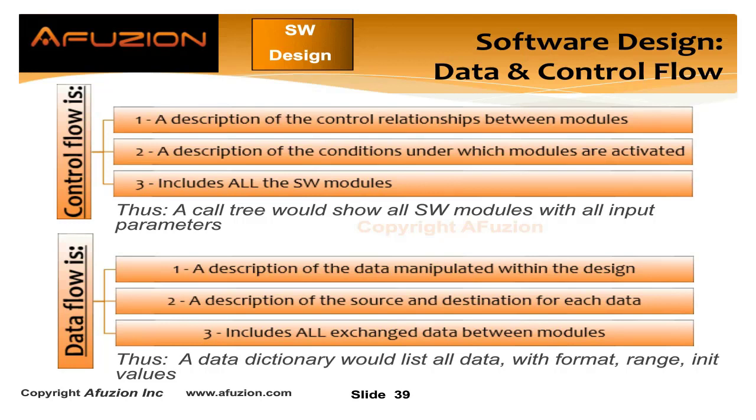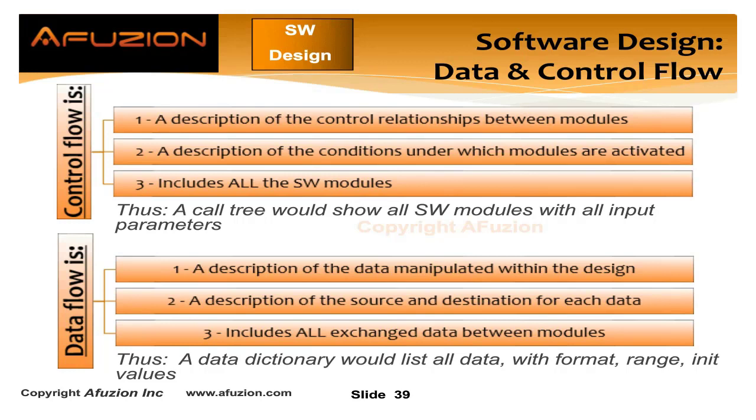Then data flow. It's a description of how data is manipulated within the design, how the source and destination data are aligned and defined for all the data, and it includes all data, okay? Common gaps, two there: insufficient control flow and data flow, okay?